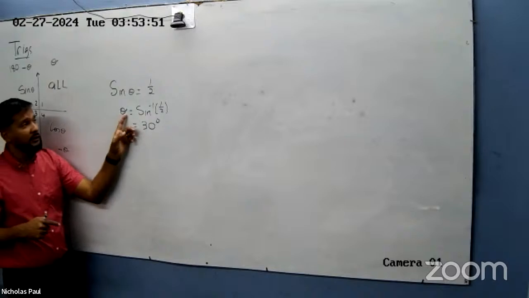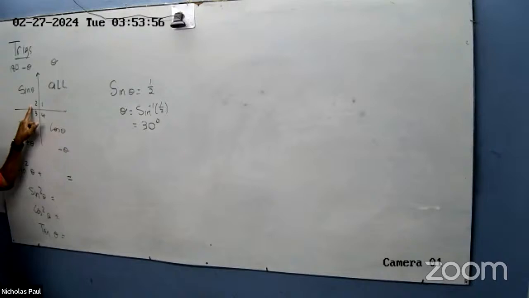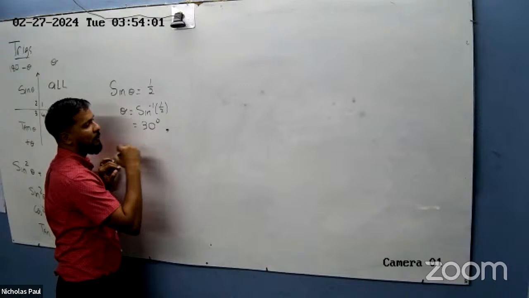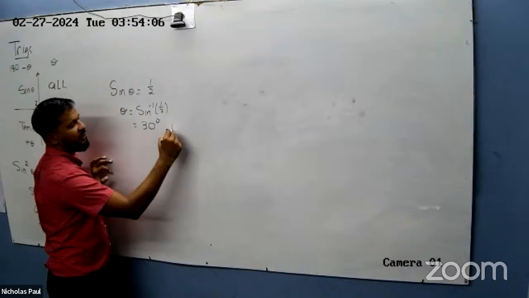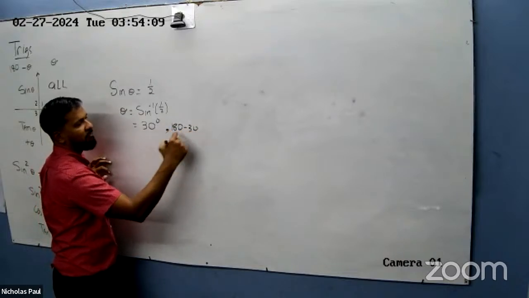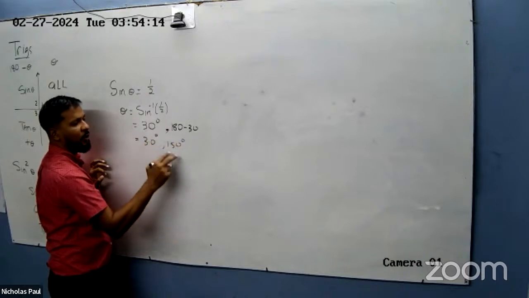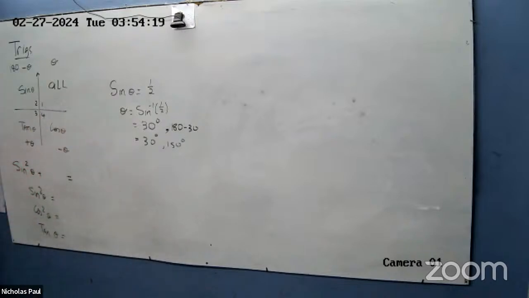So sine inverse a half has two solutions, one in the first and one in the second. The first will always come from a calculator, and the second will come from using your first quadrant value and subtracting it from 180. So these are your two answers. Check it and see. Go to your calculator and find sine 150. Not sine inverse, sorry. Find sine 150 and you'll get a half.